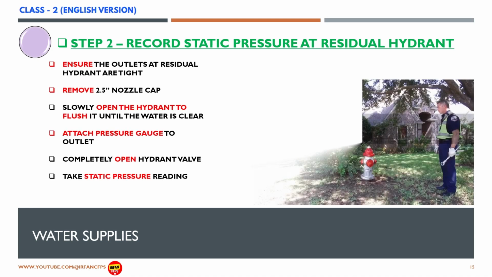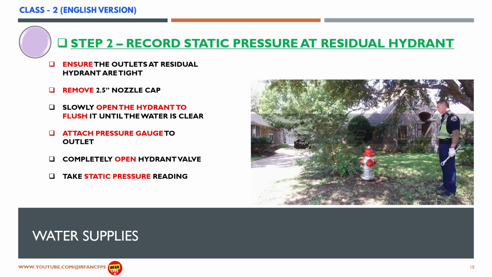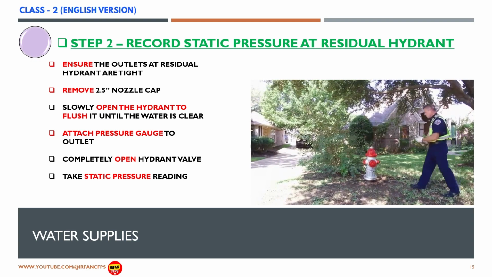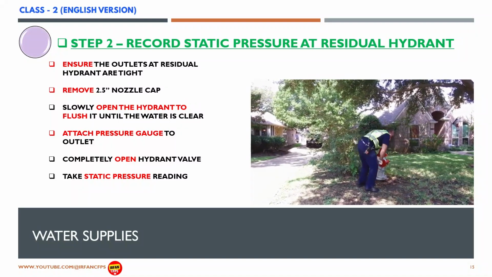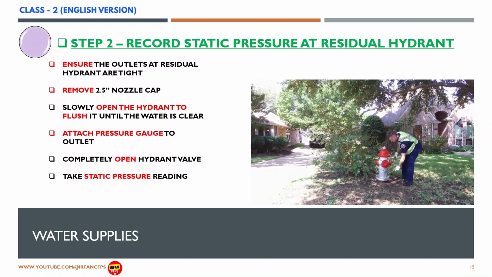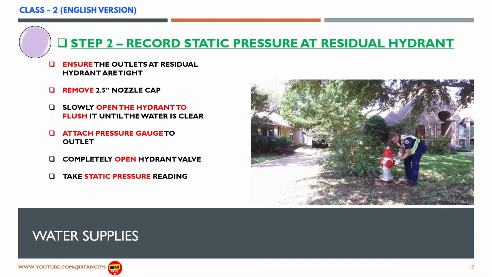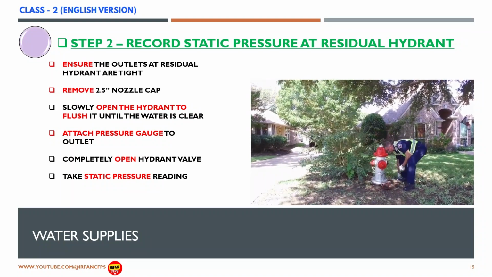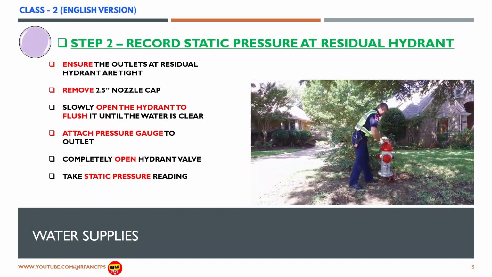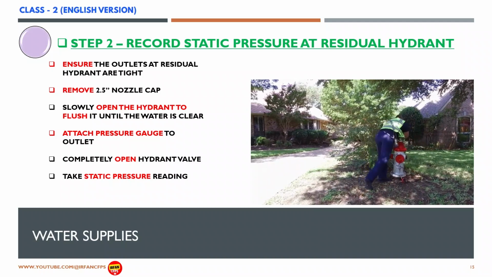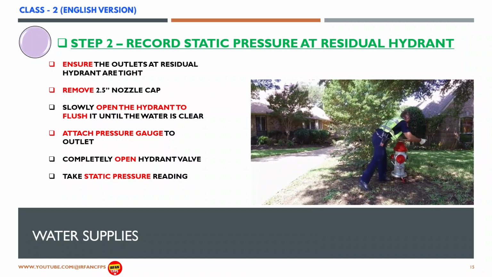We will see a video showing the complete procedure to record the static pressure at the residual hydrant in order to understand very clearly. Initially, ensure the outlets at residual hydrants are tight, as you can see from the video here, and then slowly remove the 2.5-inch nozzle cap. Then you can see that the hydrant needs to be open. Slowly flush it until the water is clear.